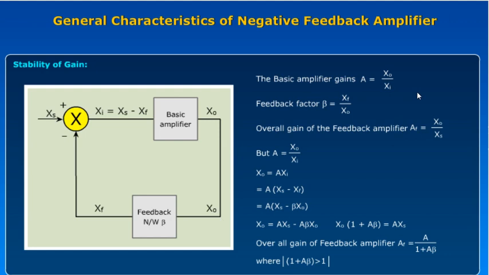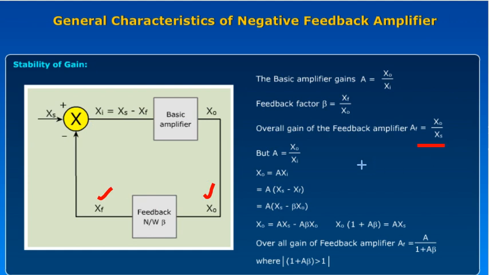The same analysis that you did in the previous one for the transfer gain of the amplifier, in the same manner here we are taking X instead of V. Here X represents both voltage and current; based upon your amplifier, we can take either voltage or current. So for this schematic representation, the basic amplifier gain is A equal to X0 by Xi. The feedback factor beta is equal to Xf, the output of the feedback network, by X0. So the overall gain of the feedback amplifier AF is equal to X0 by Xs.